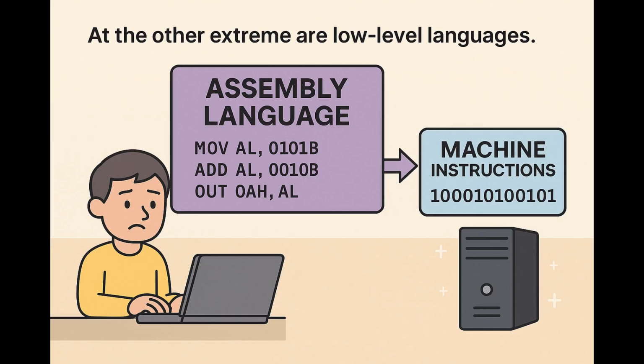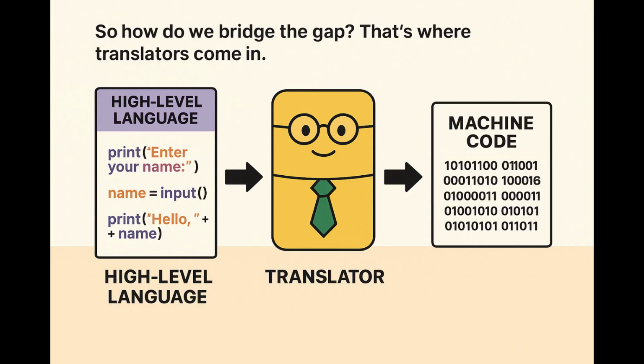At the other extreme are low-level languages. Assembly language, for example, matches very closely with machine instructions. Programs written this way can run extremely fast and give precise control over hardware. But they are hard for people to read and write, and they tend to work only on specific types of machines. So how do we bridge the gap? That's where translators come in.